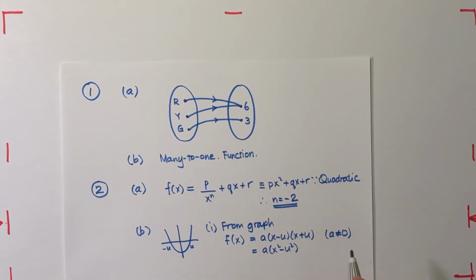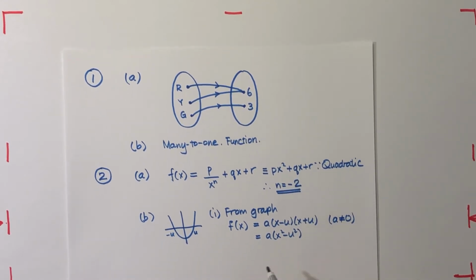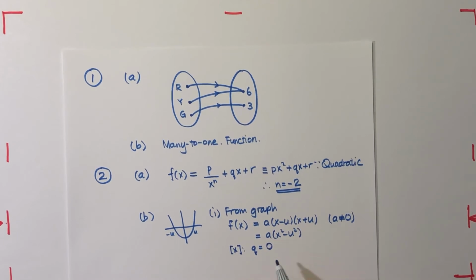Now, if we compare this function with this function, we notice that we have a constant term, an x squared term, but we have no x term. So if we compare the coefficients of x term, we find that q equals 0. So q equals 0. That's your answer.